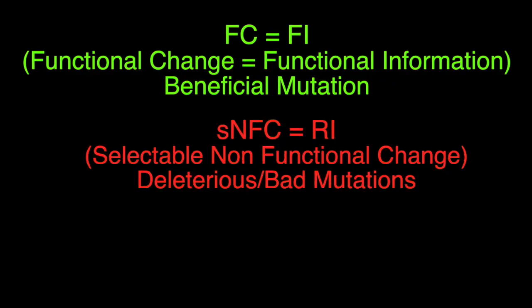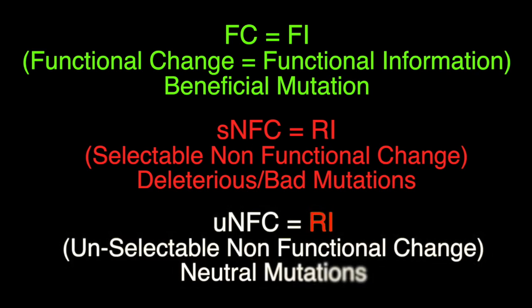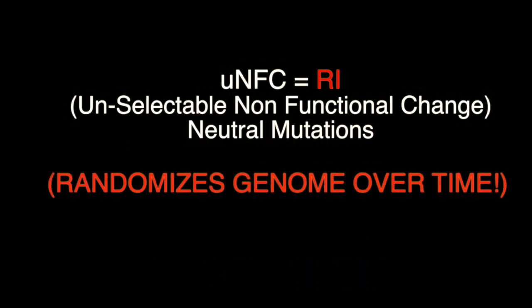He found that the vast majority of changes in the DNA sequence are not affected by natural selection at all. So let's call these most common changes to the genome unselectable non-functional changes, also known as neutral mutations. In simpler terms, these are random changes to the genetic code that are not cleaned up by natural selection, and therefore add new random information into the code. So let's see how this complicates things.